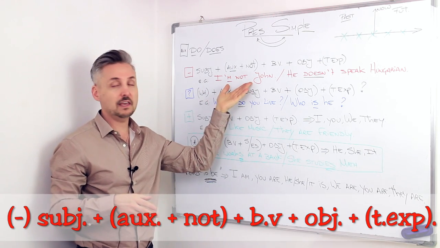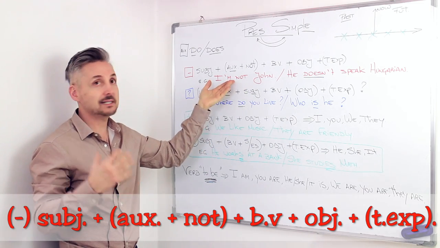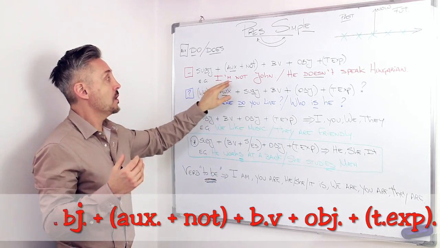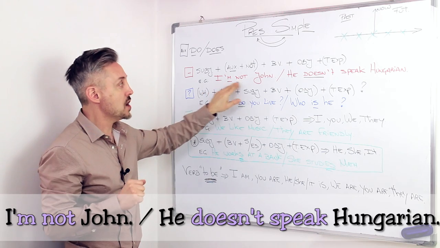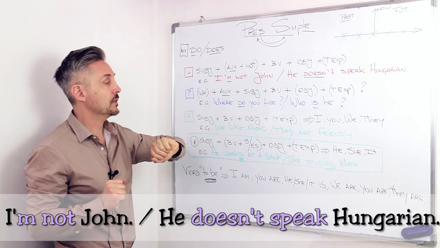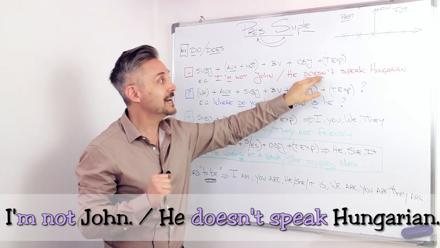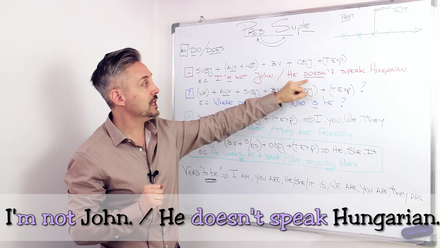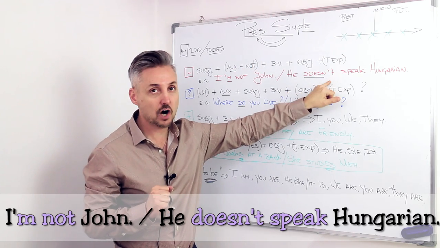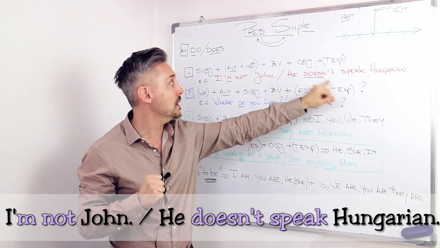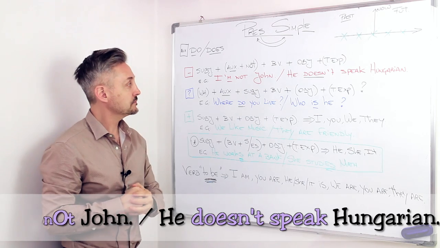I chose to start with the verb to be, and you know that the verb to be acts by itself, so it doesn't need an auxiliary. So, the example is, I'm not John, I'm Marc, you know that. So, I'm not John, I am not John. Now, an example without the verb to be would be, he doesn't speak Hungarian. So you can see, does is the auxiliary, plus not, doesn't, does not, we prefer to use the contracted form, then the base of the verb, which is speak, and then the object, Hungarian.